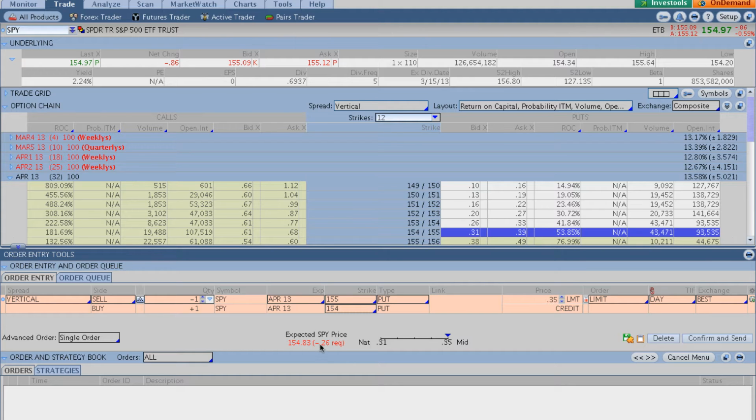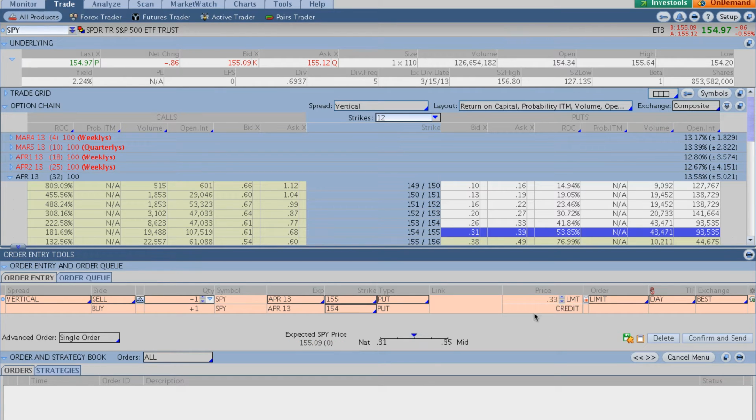Over here it's saying expected SPY price, 154.83. So you're going to need a 26 cent downside move in order to fill at 35 cents. It still may fill at 35 cents, but it's guaranteed to fill if you get a 26 cent downside move. So if you push the price down to 34 cents, you can see we need a 13 cent downside move in order to get that fill.